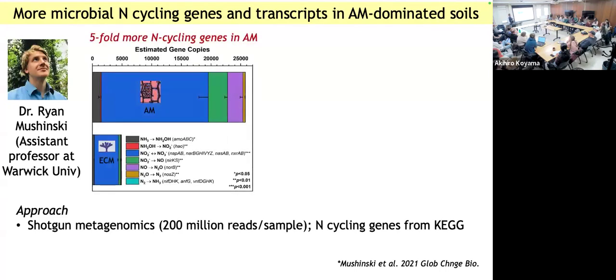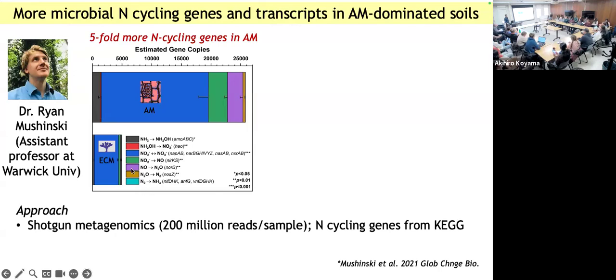So Ryan went out and he used shotgun metagenomics, and this is at one particular site, different than the previous sites. This is at Morris Creek. And what Ryan did is he looked at the estimated number of gene copies, and what he found, these are just the different genes that are encoding for the different pathways here, is that in general, there are about five-fold more nitrogen cycling genes in AM-dominated stands than in ECM-dominated stands. Now, this was bacteria, so clearly there's a lot more dynamic nitrogen cycling. The bacteria have the capacity to process this nitrogen, and so these are just the nitrogen cycling transformations that are occurring.